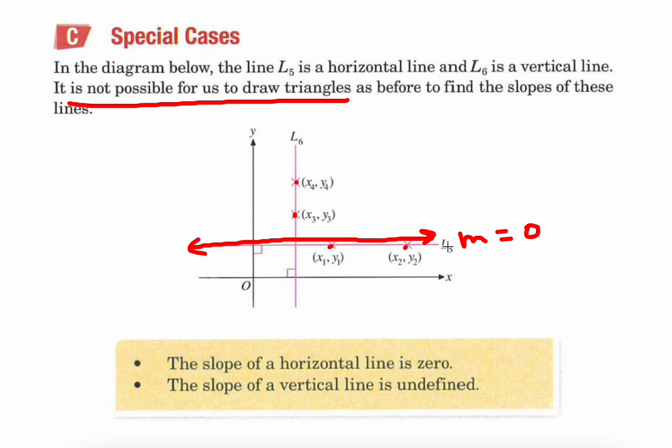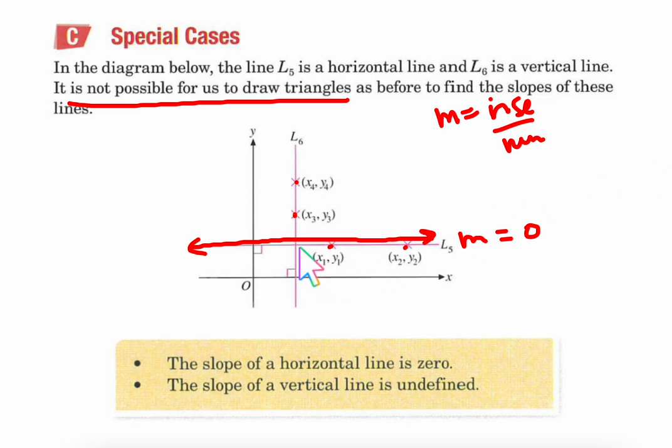Okay, because it doesn't have a run, or it doesn't have a rise. Remember, it's a rise over run. So since it doesn't rise, it's horizontal, it's going to have a slope of zero.